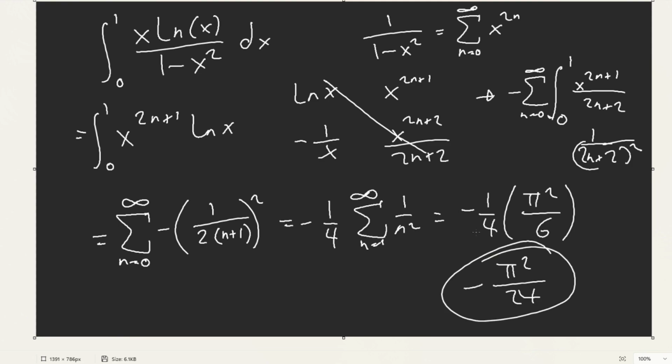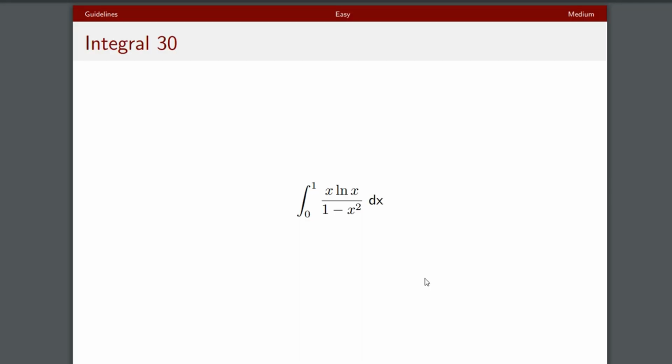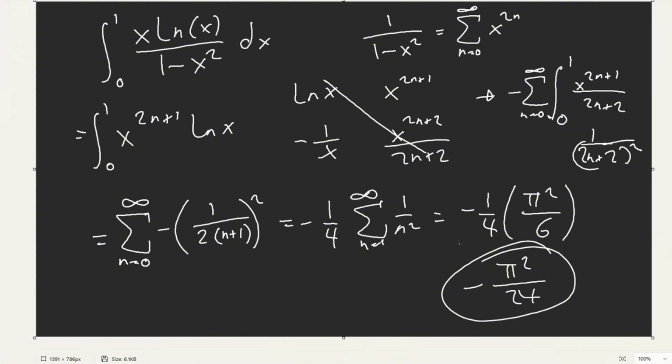I swear, if I mess up a negative somewhere, hold on. Let me retrace my thinking. Okay. So I hope, yeah, because when you do integration by parts, you get a negative. So yeah, I'd say negative pi squared over 24 would be my answer. Yeah, there we go. Alright. Geometric series for the win.